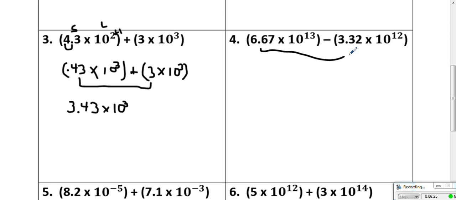Moving on to number 4. I try to subtract these, but I can't. This is a 13, this is a 12. I am going to add 1 to make that a 13. So I made this larger, I have to make this smaller. To make this smaller, I move this over once. So that's 0.332. But before I do that, I am going to copy down 6.67 times 10 to the 13th power.